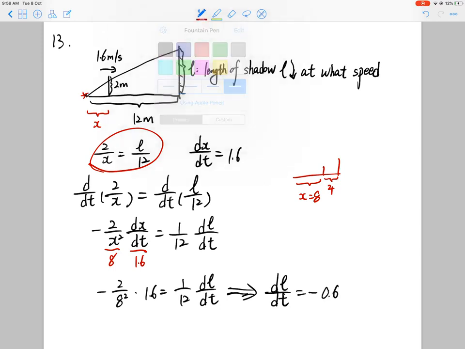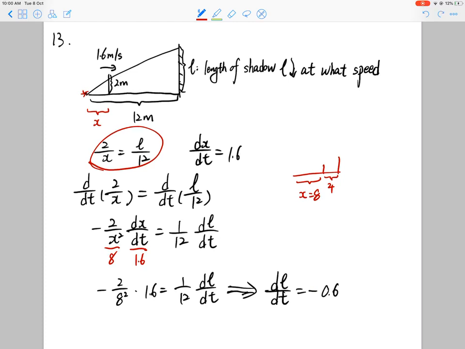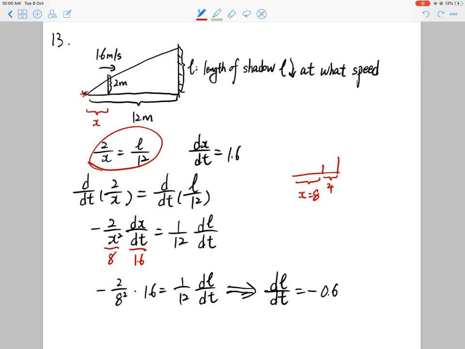It's negative, which is reasonable because the shadow is decreasing, so its speed should be negative. Let's see if there's any mistake. I think this part is correct.